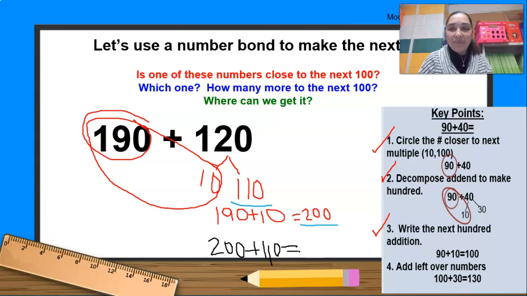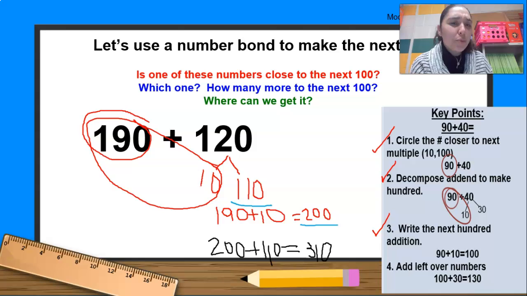Get ready. Yes, 310. Great thinking. Because we did 200 and 100, that makes 300 plus 10, that's 310. So, this is exactly what we did with the tens. When we have a 0 in the ones place, we can think of it as a tens. Great thinking, boys and girls.